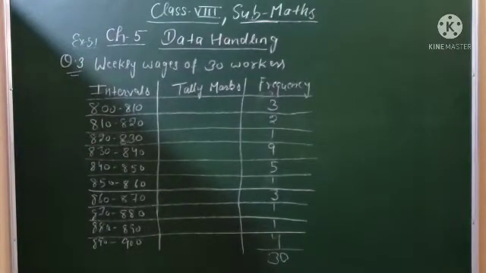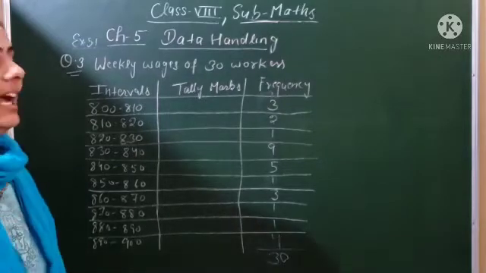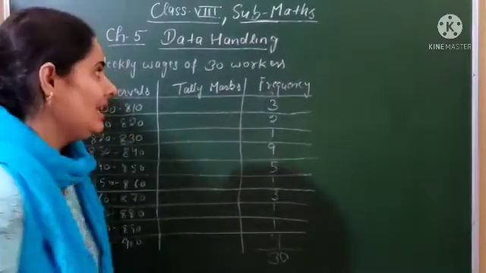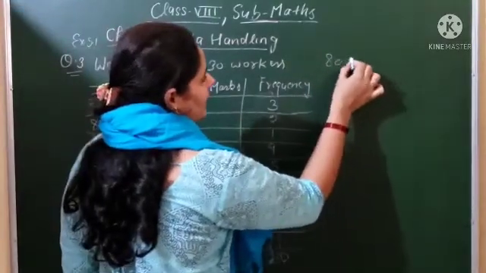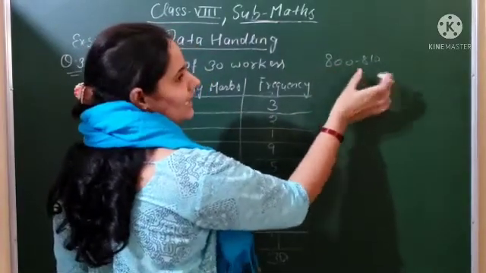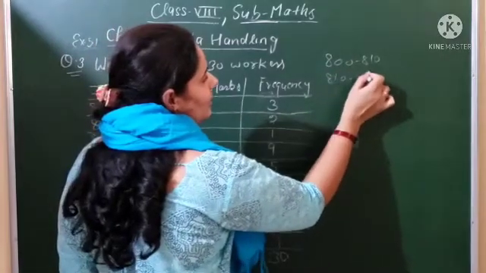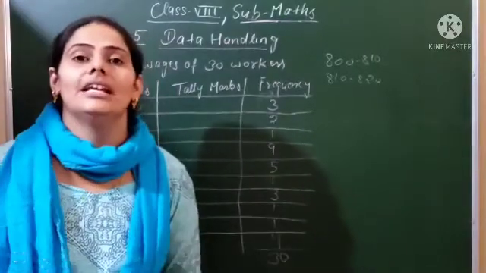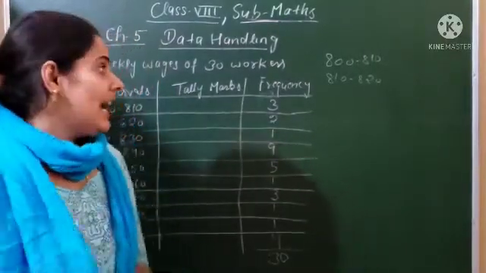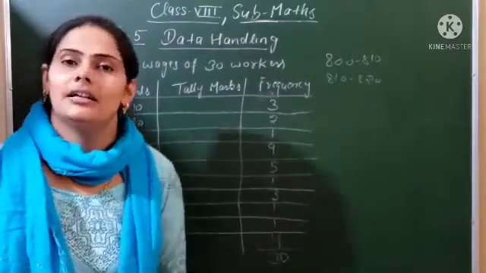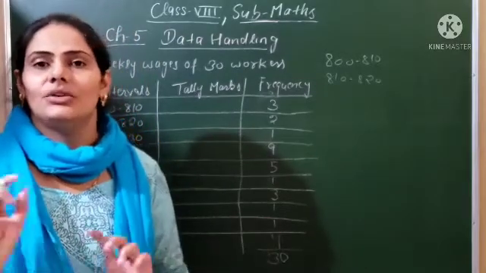So using tally marks you have to make a frequency distribution table, and you have to take the intervals, which are already given in the question. You have to use intervals with a gap of 10. You will start from 800, and the first interval lies between 800 to 810, then 810 to 820, and so on. You can see in your data the weekly wages of 30 workers, like 835, 836, 800, 800, 820.